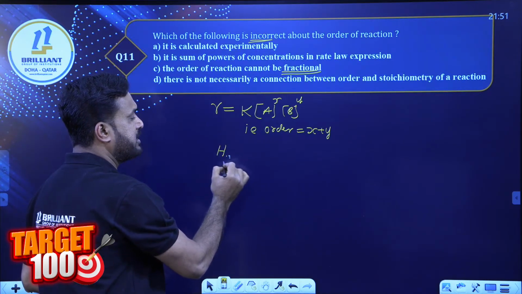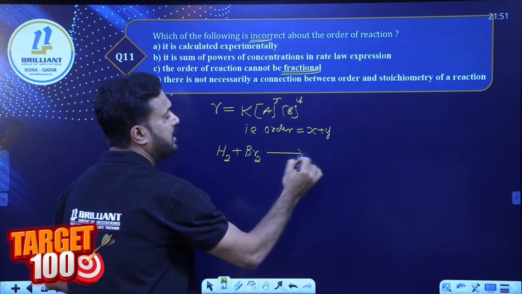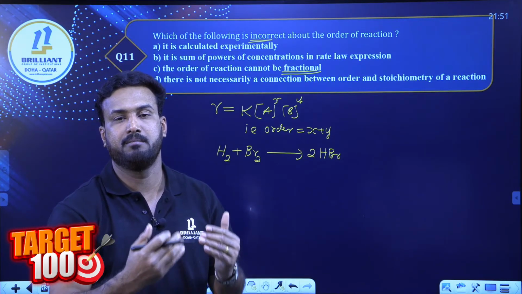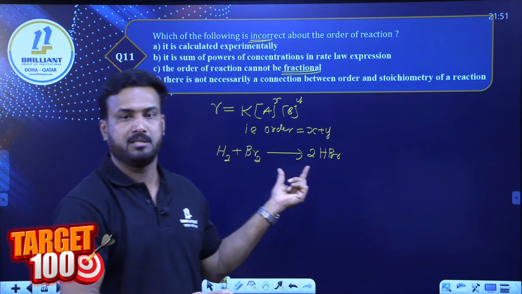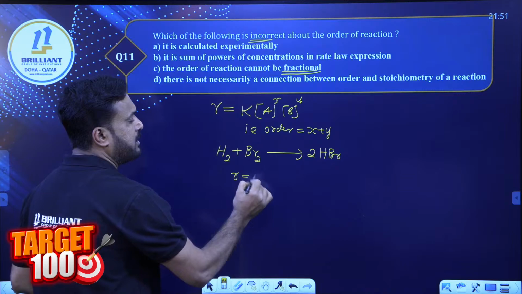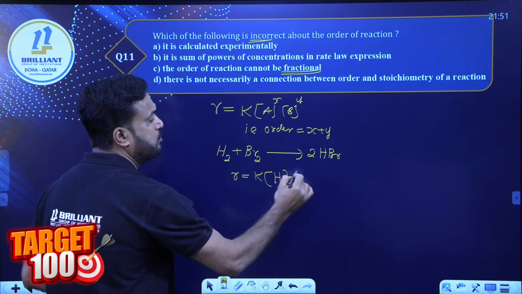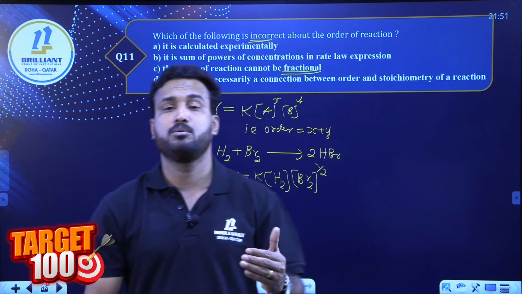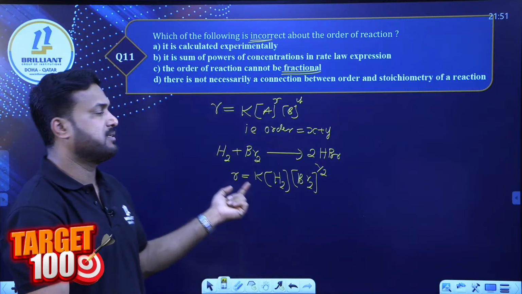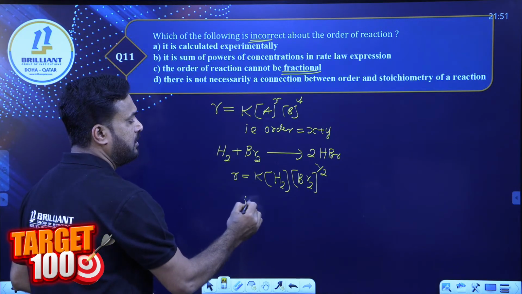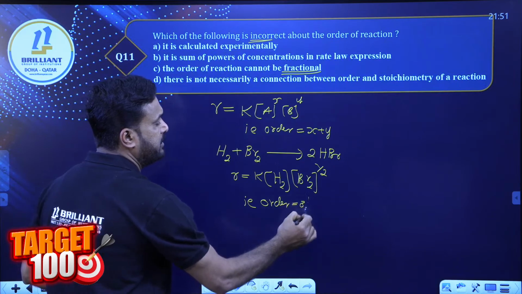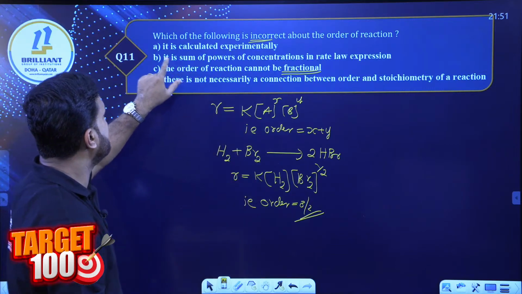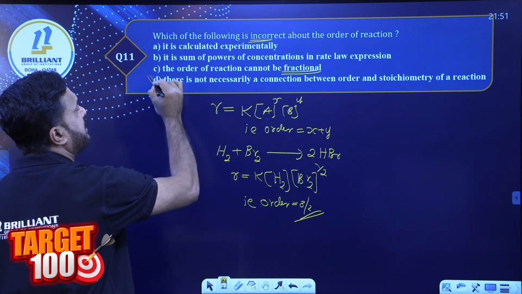Fractional order reaction we have, for example, H2 plus Br2 gives 2HBr. In this reaction we cannot predict the order directly, but this comes under fractional order: small r equal to k into concentration of H2 into concentration of Br2 raised to 1/2. The power of Br2 concentration is 1/2, that's the way it affects the rate. So the order is 3/2 here. So this one is a fractional order. So the correct answer is C. Cannot be fractional, they are saying, wrong.